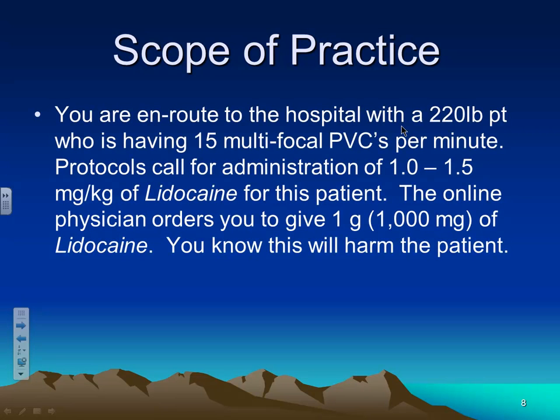We talked about scope of practice, so let's look at this one. I haven't read this one in a while. You're en route to the hospital with a 220-pound patient who's having 15 multifocal PVCs per minute. Can you picture this guy? How's he doing? Protocols call for administration of 1.0 to 1.5 milligrams per kilogram of lidocaine for this patient. The online physician orders you to give 1 gram, 1,000 milligrams of lidocaine. I hope you know that this will harm your patient. What's likely to happen to your patient if you do this?